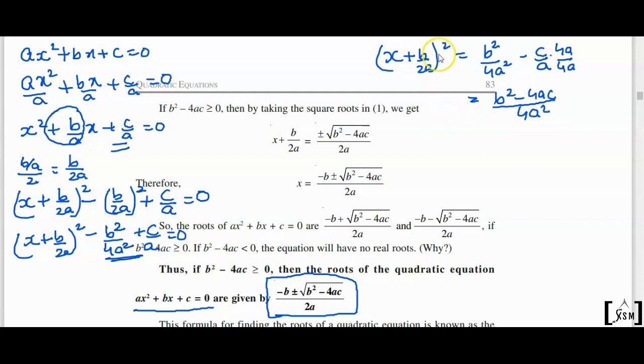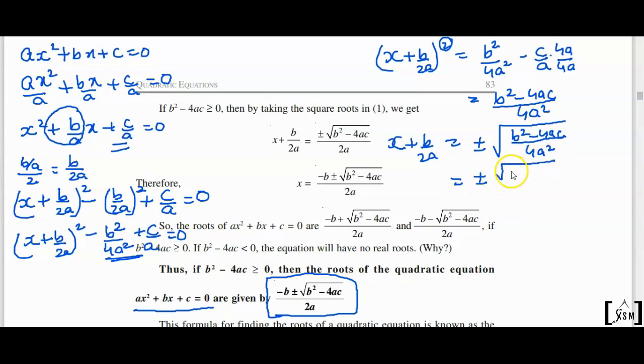Good. Now this square thing we will bring to the other side. So we get x plus b over 2a equal to plus minus square root of b square minus 4ac all over 4a square. Good. Now inside the square root, the numerator part would be in the square root, not a problem: b square minus 4ac. For the denominator, it is actually the square root of 4a square, so it will become 2a, right?